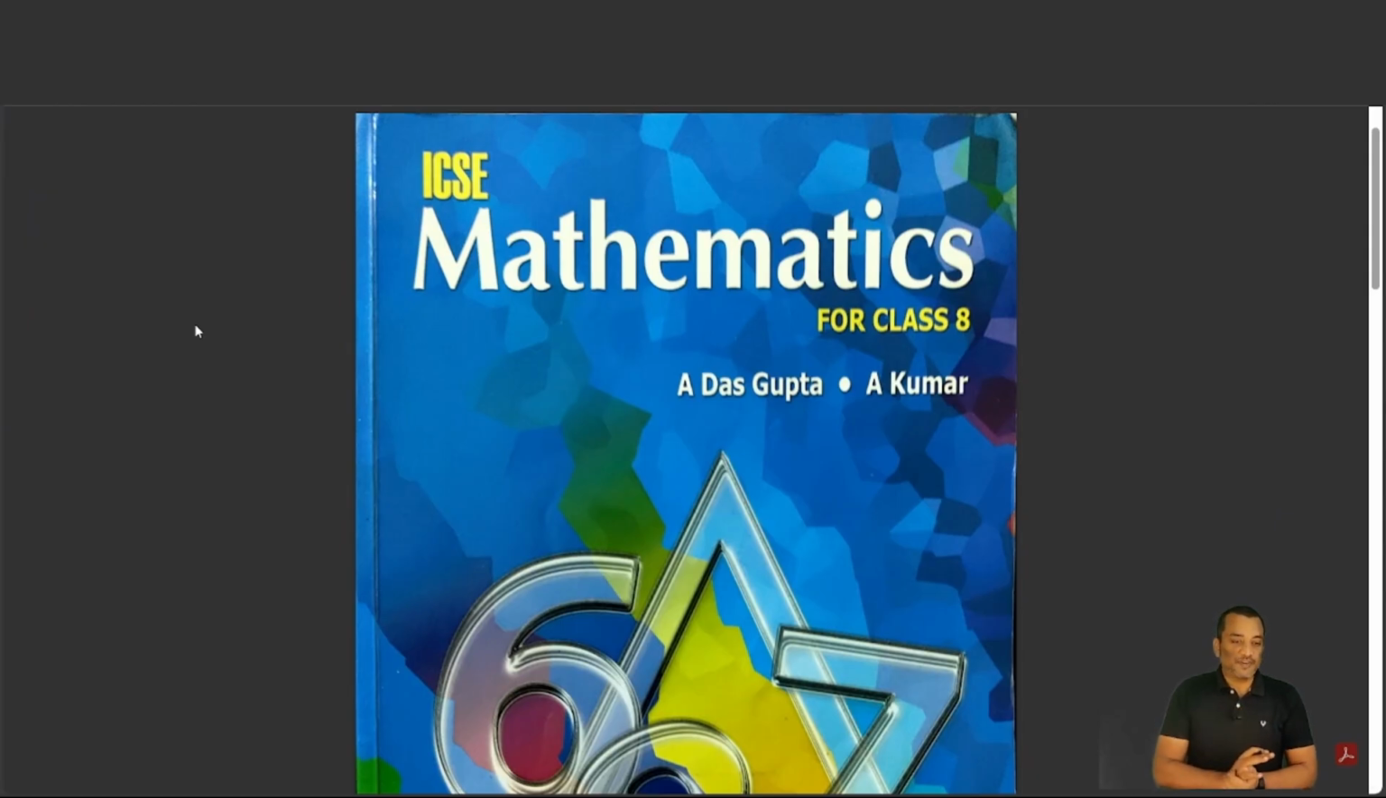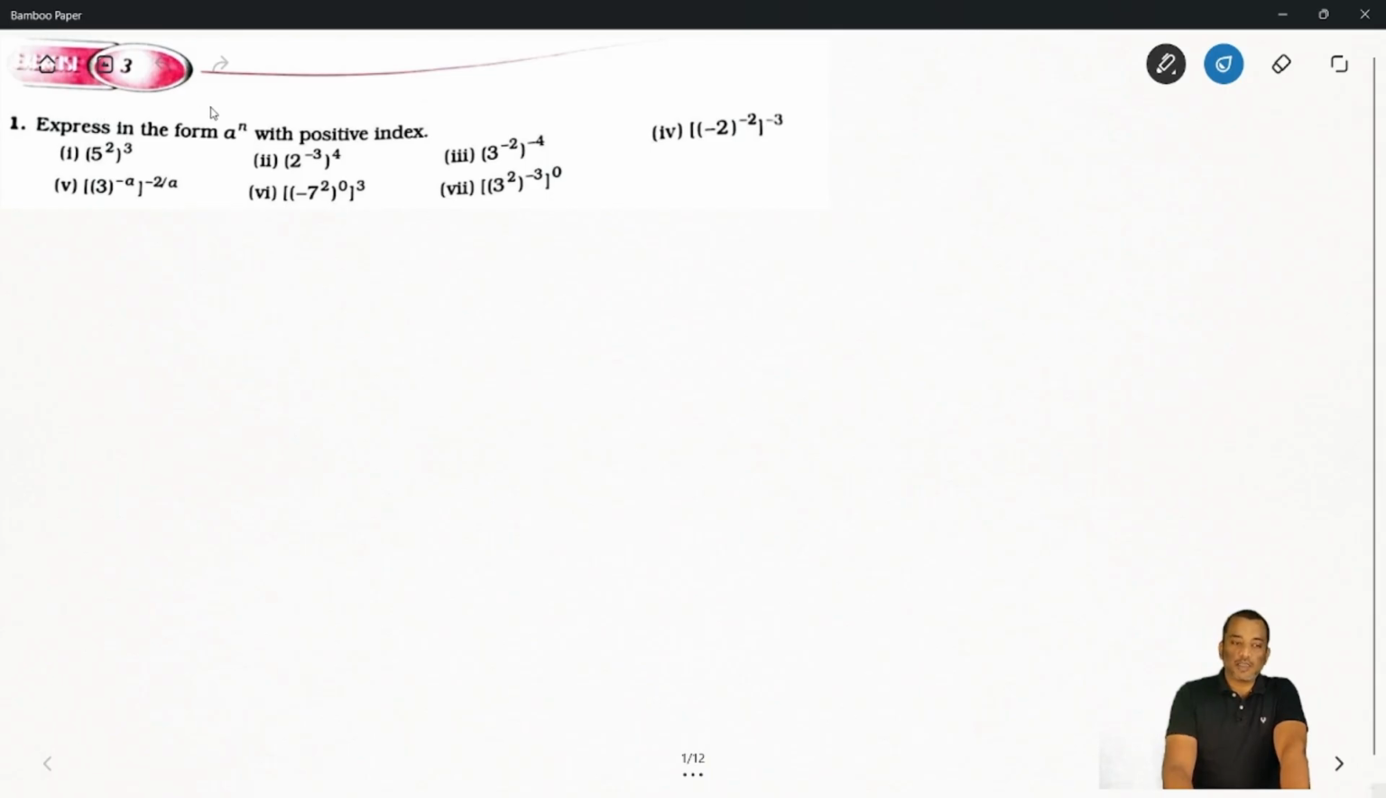The book we are discussing right now is the ICSE book Mathematics for Class 8 by A. Dasgupta and A. Kumar. In this book we are seeing the chapter called Exponents, in algebra. So let's start. You have only one exercise in this chapter. It says: express in the form of a and with positive index. Seven subparts are given, and you have to express every exponent with a positive index.